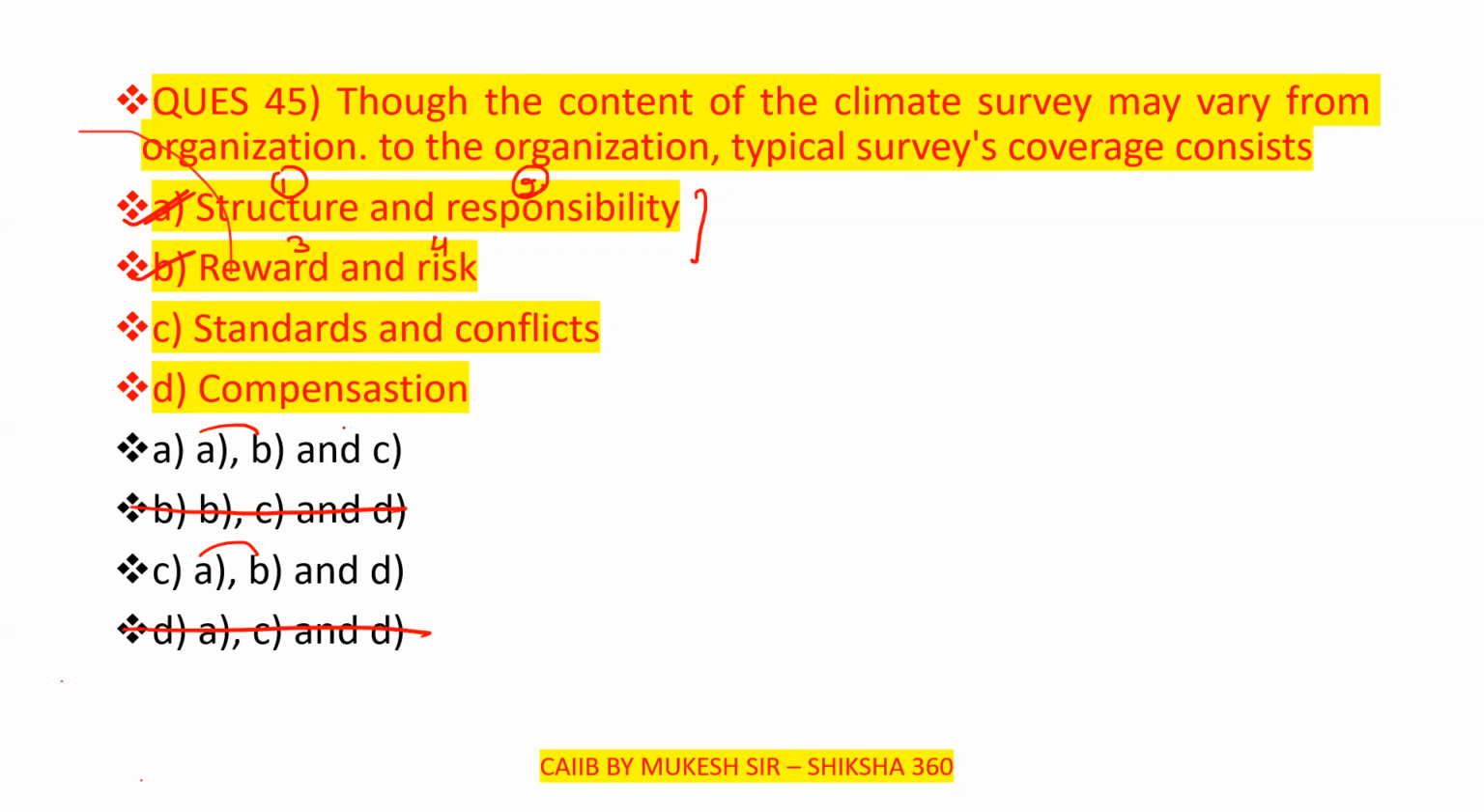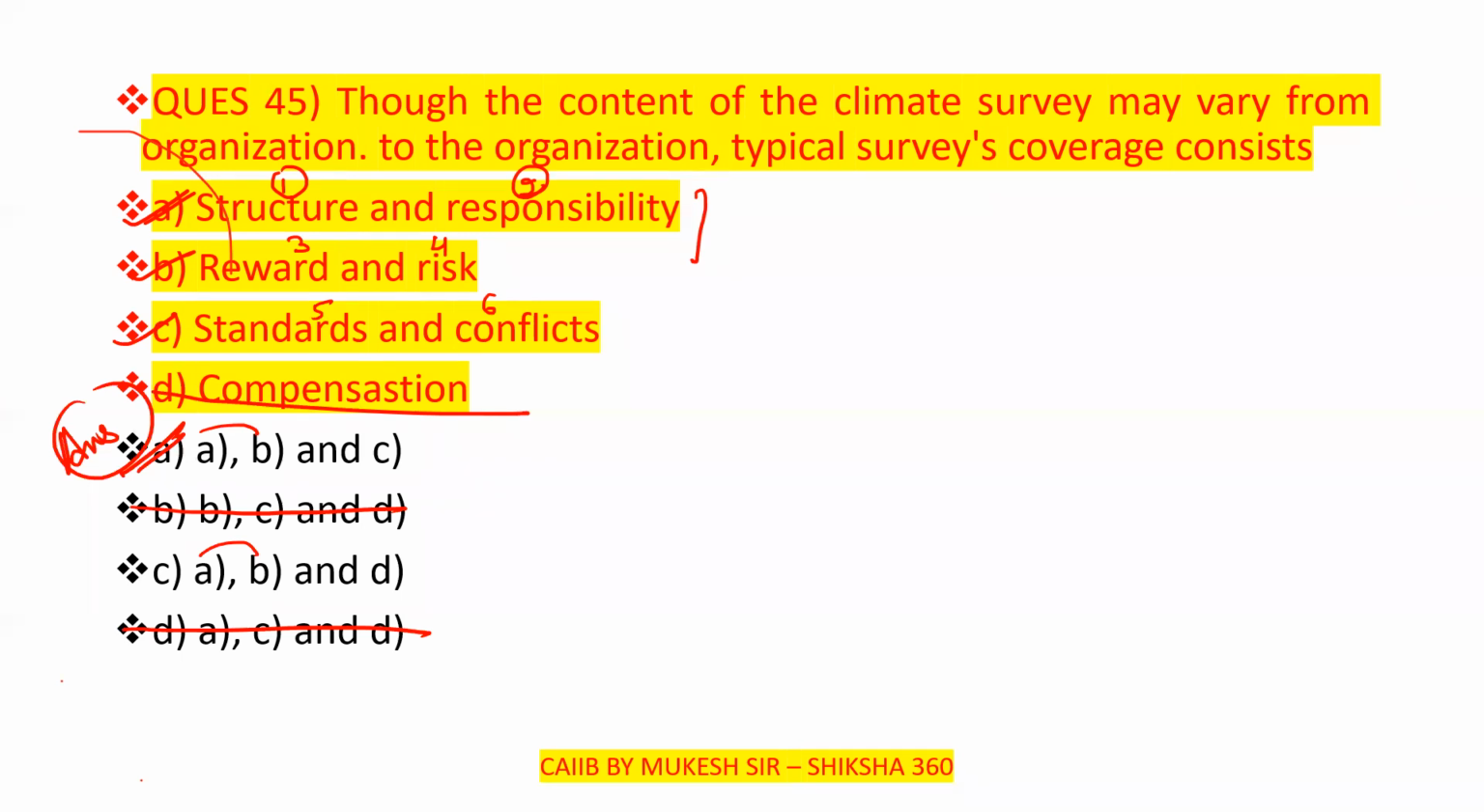Third one is standards and conflict. Clear? This also comes under that. So A, B, and C must be correct. Compensation is not available under that. So option A is the answer, that is A, B, and C: structure and responsibility, reward and risk, standards and conflict.